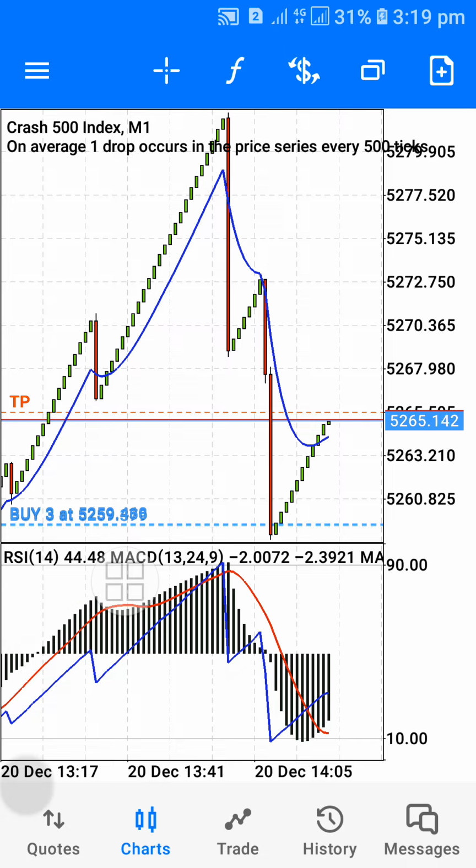So this trade is about to hit my TP. Once it hits my TP, it goes off, and I will make that money.